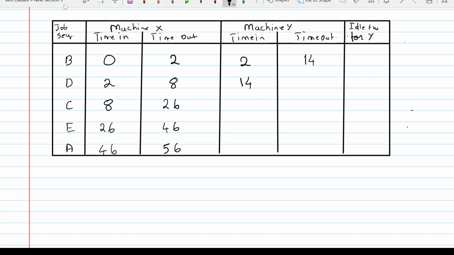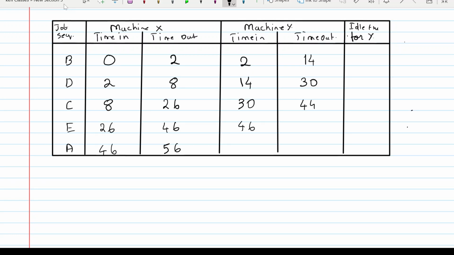Job D is for how much time? 16. So 14 plus 16, that is 30. Between 26 and 30, who is higher? 30. So 30 comes in over here. Then job C. Job C is for how much minutes? 14. So that is 44. And then 44 and 46. 46 is higher. And then E.